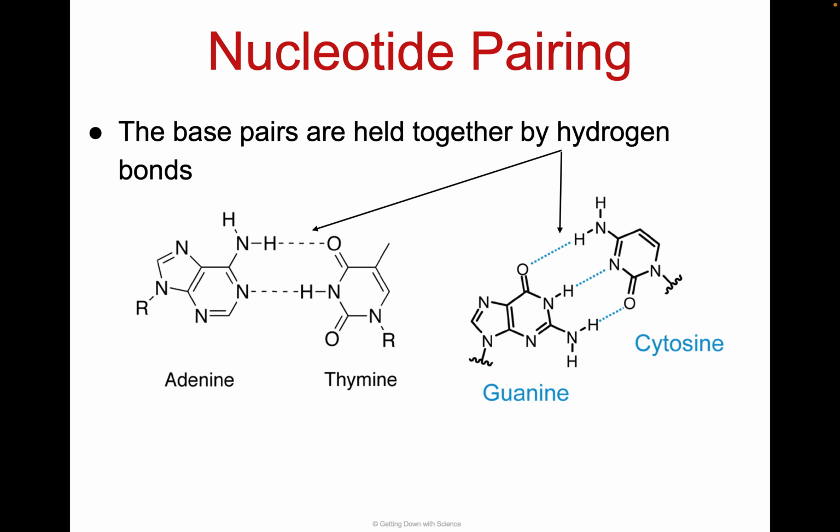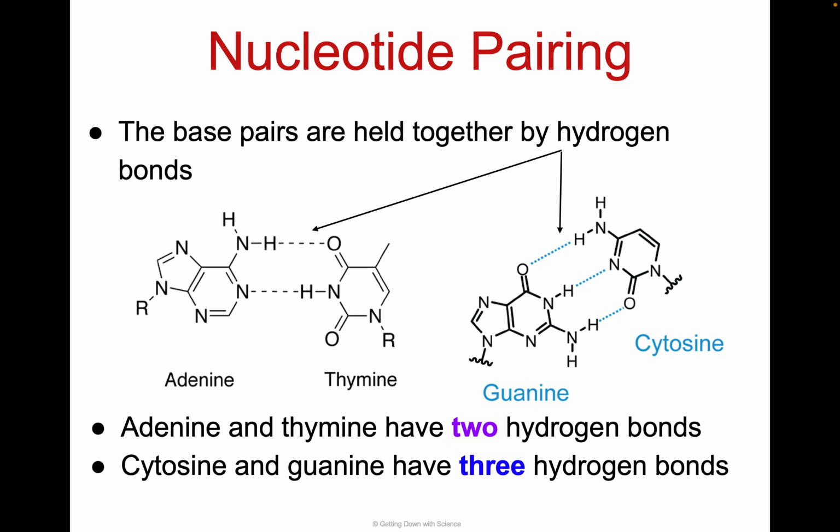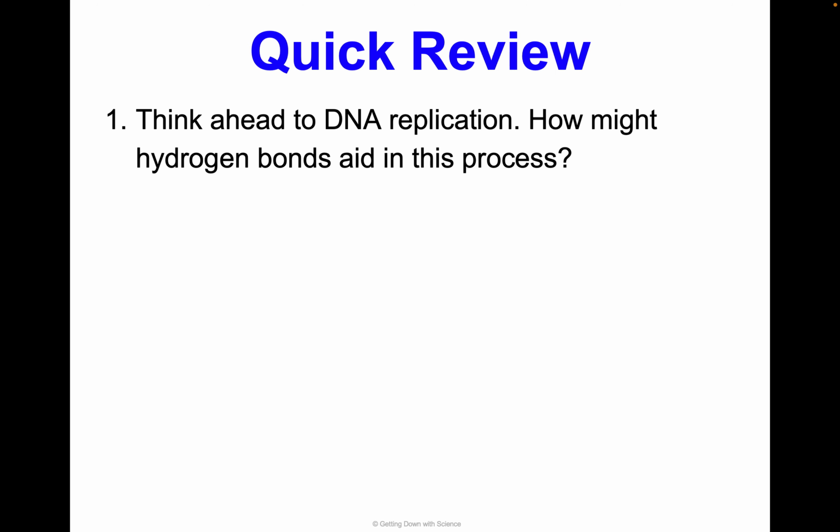This is going to be important later in this unit when we talk about DNA synthesis, replication, and DNA transcription, translation. There you go. Adenine and thymine have 2 hydrogen bonds, and cytosine and guanine have 3. So it's a 2 to 3. All right, let's quickly review. Think ahead to DNA replication. How might hydrogen bonds aid in this process?